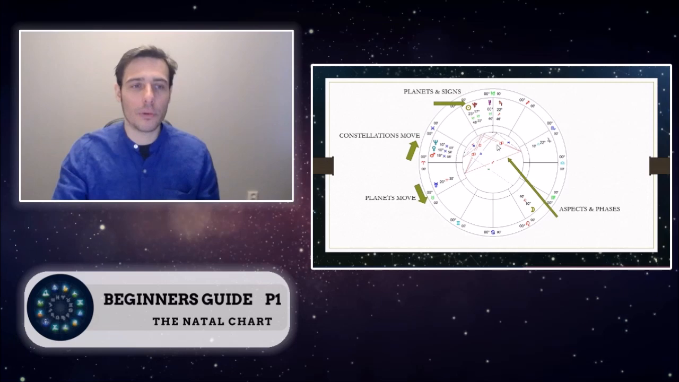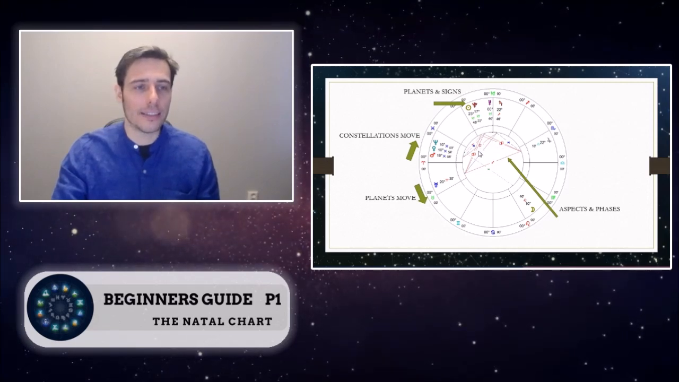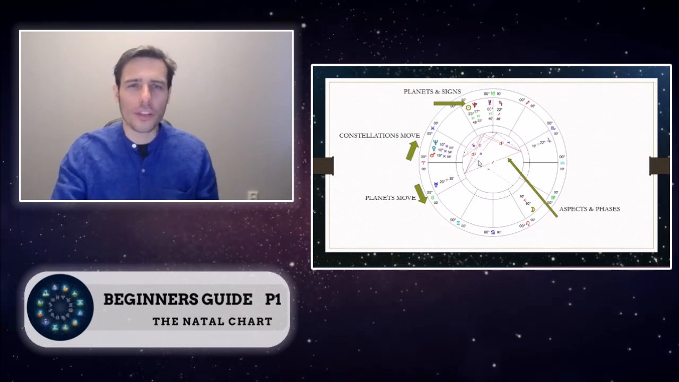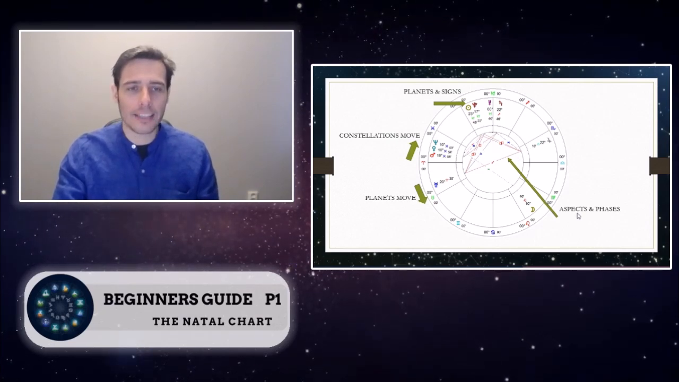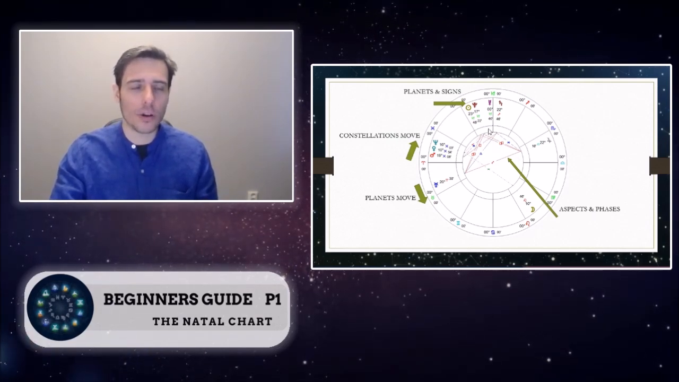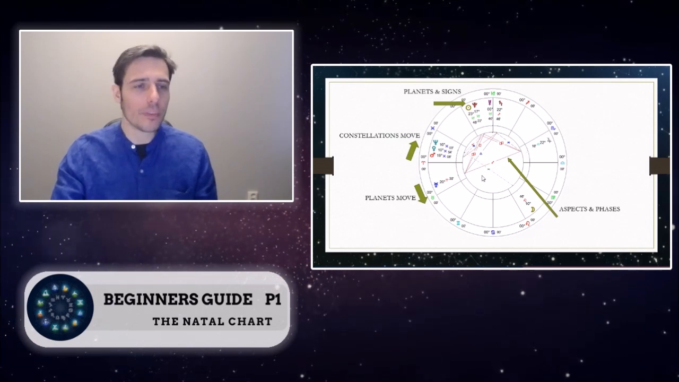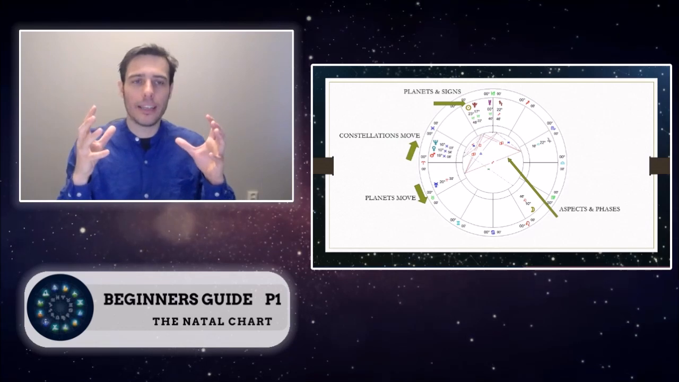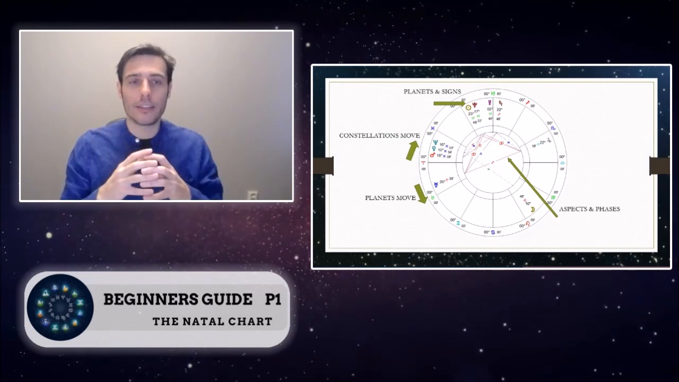The final thing that I want to draw everybody's attention to is this thing here, where you can see these lines, okay? What are these lines? Well, they're called aspects, okay? The lines are called aspects. And basically what aspects mean is that each planet is, or let me start like this.